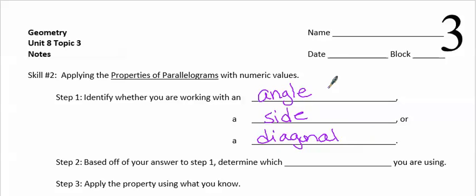And this comes from our properties, because our properties tell us that our opposite angles are congruent, our opposite sides are congruent, or our diagonals bisect each other. Now, once I know my answer to step 1, what am I dealing with, I'm going to determine which property I'm using. And once I know which property I'm using, I'm going to go ahead and apply that property to the problem. So let's scroll down and look at a few properties and how to use them algebraically and numerically.